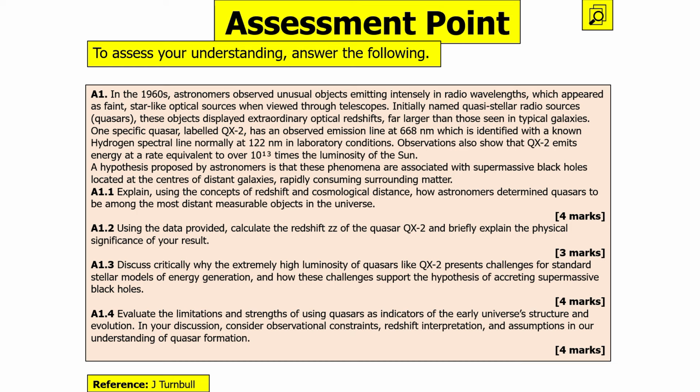of your result. Discuss critically why the extremely high luminosity of quasars like QX2 presents challenges for standard stellar models of energy generation and how these challenges support the hypothesis of accreting supermassive black holes. Evaluate the limitations and strengths of using quasars as indicators of the early universe's structure and evolution. In your discussion, consider observational constraints, redshift interpretations, and assumptions in our understanding of quasar formation. So pause the video now, and then unpause the video when you want to go through your answer.